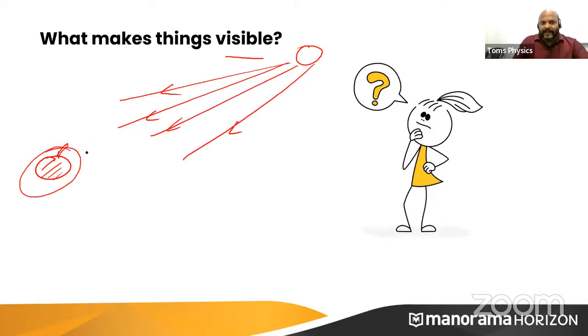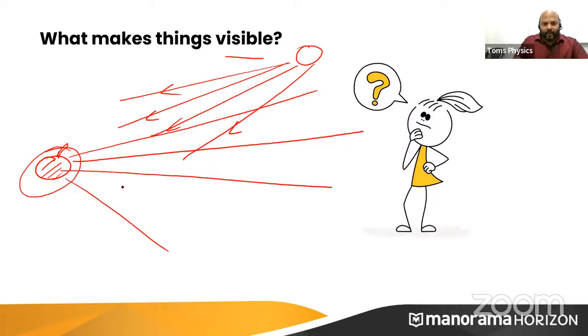And what is happening at this apple? What phenomenon is taking place which allows me to see it? What is happening here? Who will tell me this? What happens at the apple which allows us to see the apple? It's reflection, right? The apple is actually reflecting light towards us. It is reflecting light in all directions actually, but some of that reflected light is reaching our eye. And that is why we are able to see it.